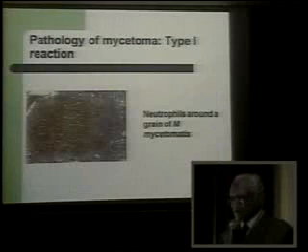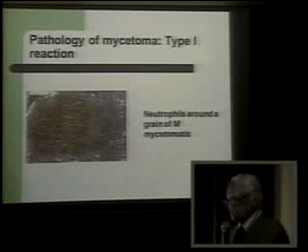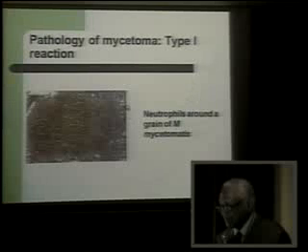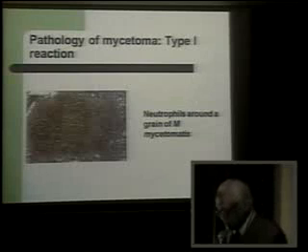And this is type 1 reaction. You can see the grain in the middle with the cement substance and some pigment, and the hyphae are cut in different planes, so you see them as vacuoles. And in the surrounding tissue, you can see some neutrophils clinging to the surface of the grain.